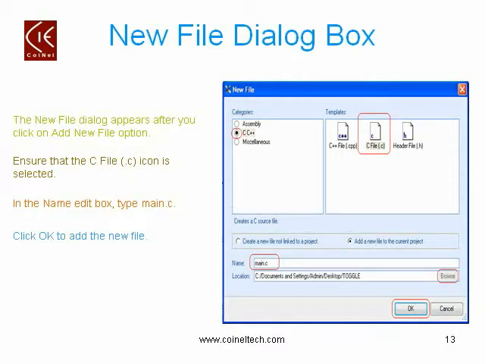When you select the option C, C++, in the Templates pane you could observe we have some icons here. You need to select C file, that is with .c extension. After selecting that, in the Name edit box type the file name you have to give. Here we have given main.c, which indicates that it is the source file. You can also click on the Browse option to save your file into the project folder and then click on the OK button to add your new file.